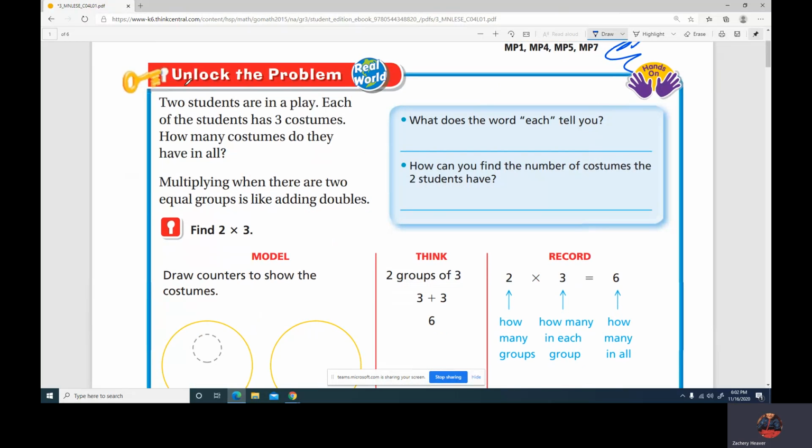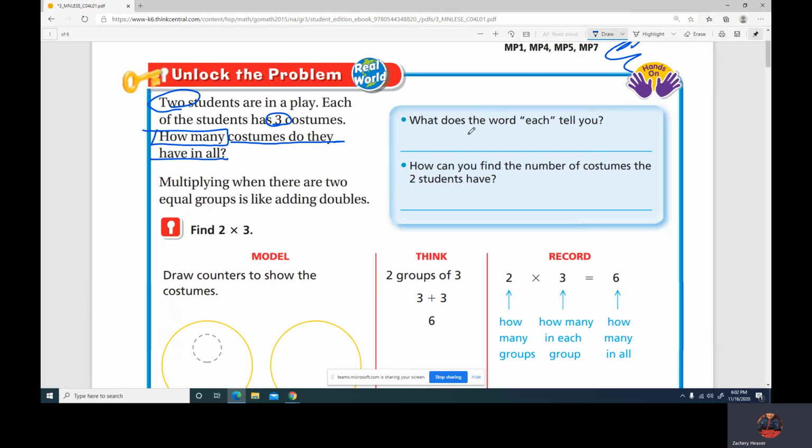The essential question is, how can you multiply with 2 and with 4? Well, that's what we're here to find out. Two students are in a play. Each of the students has 3 costumes. How many costumes do they have in all? Make sure you circle the numbers, box the math action, and underline what they're wanting to know.